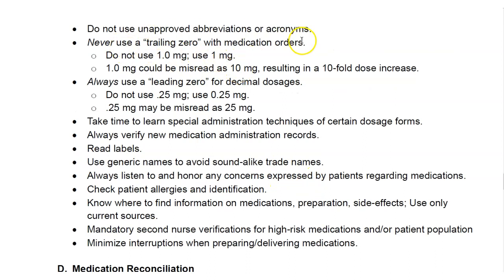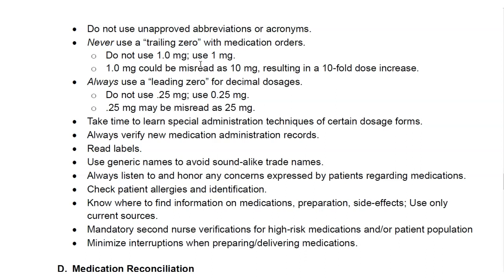Also, again, abbreviations. Do not use unapproved abbreviations. Never use trailing zeros, especially with medication. So if the order is 1 milligram, don't put 1.0 milligrams. Just put 1 milligram without the trailing zero, because that extra zero can be misread as 10 instead of 1, and we end up giving tenfold the actual prescribed dose.